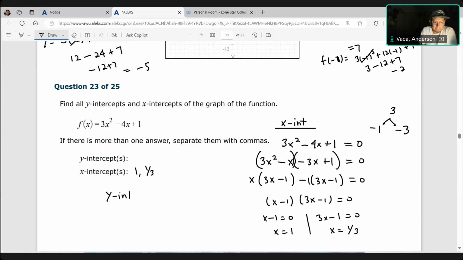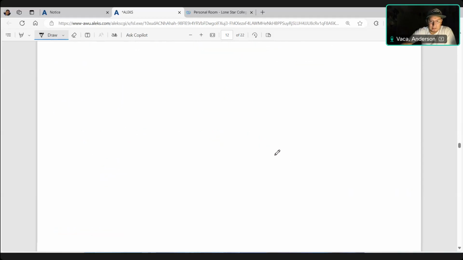Y-intercept. To do that, we find f of 0, which is 3 times 0 squared minus 4 times 0 plus 1. That goes away, that goes away. F of 0 is equal to 1. So that means that the y-intercept is 1. Okay, and that's it. Don't overstress that. This is much easier to find. And the x-intercept takes a little bit more work because we're solving a quadratic equation.